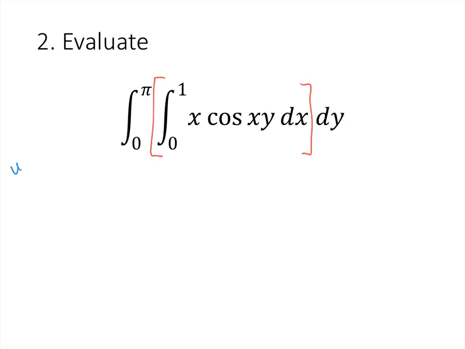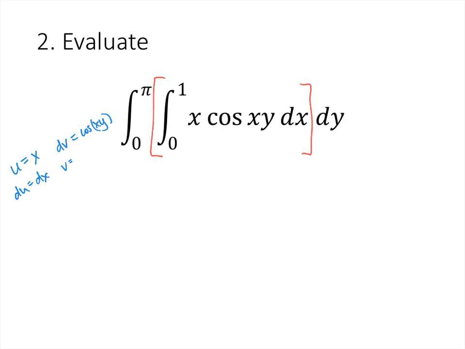Remember that when we pick our u and our dv, we want to pick a u that gets nicer when we take its derivative, and a dv that doesn't get too much nastier when we take its antiderivative. So again, remembering how this works, we let u equal x, and dv is going to be the cosine of xy. du is the derivative of x, which is dx. v is the antiderivative of cosine of xy.